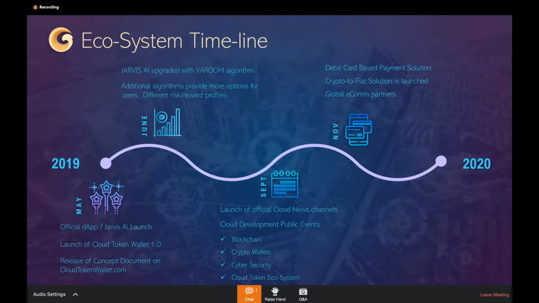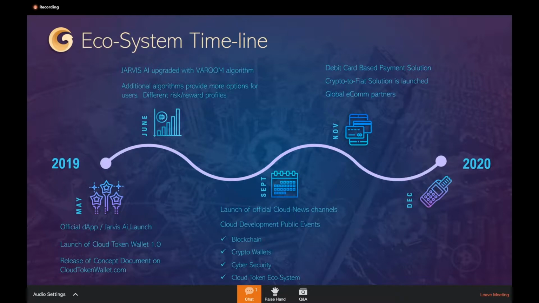We're also going to see the rollout of global e-commerce partners. Now, this is a big deal. If you could imagine name brand partners, and I'm not going to drop any names here, but they will definitely be very large international retailers that many of you are already very aware of. So this idea of taking these CTO or cloud tokens and being able to spend them in any number of ways is key.